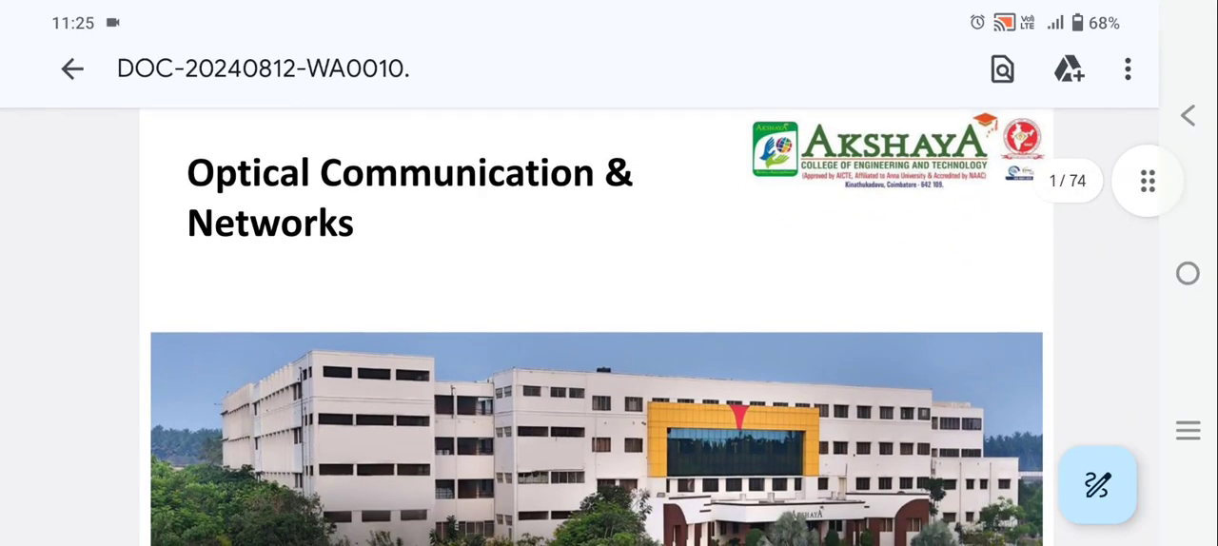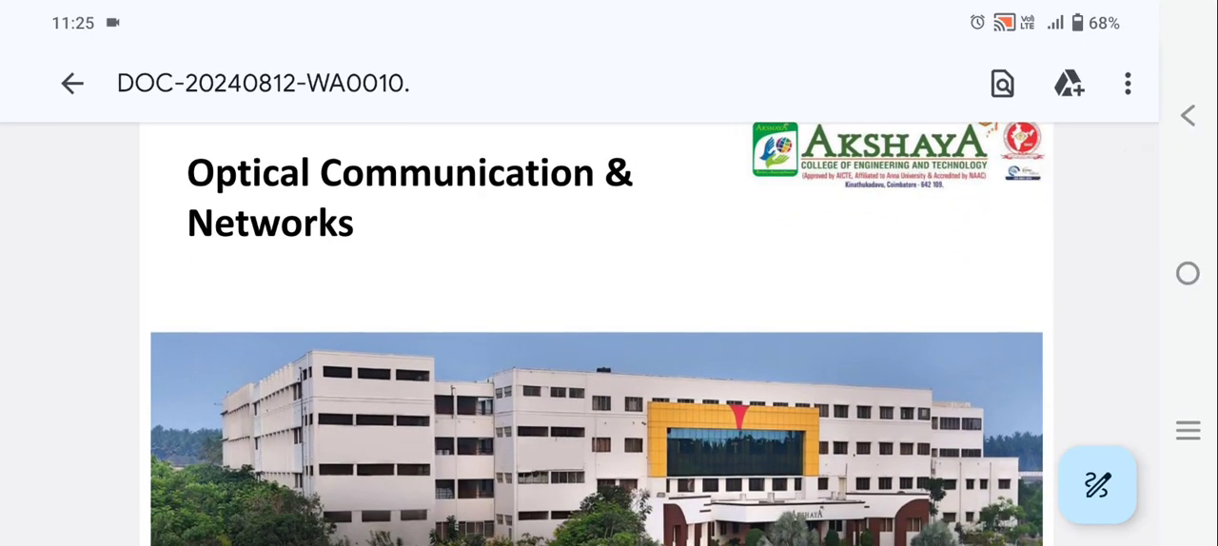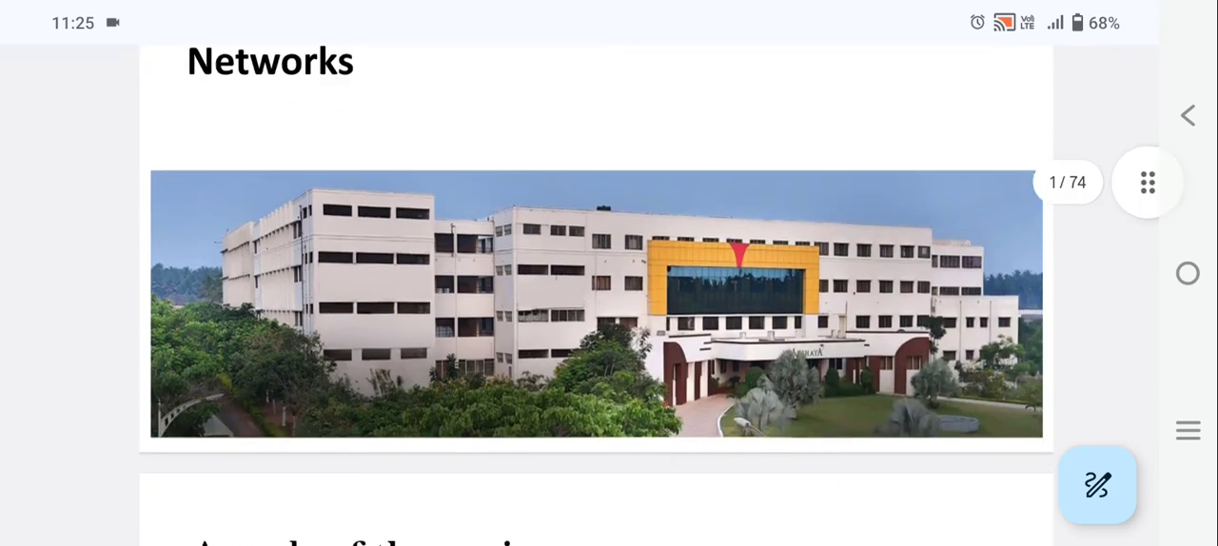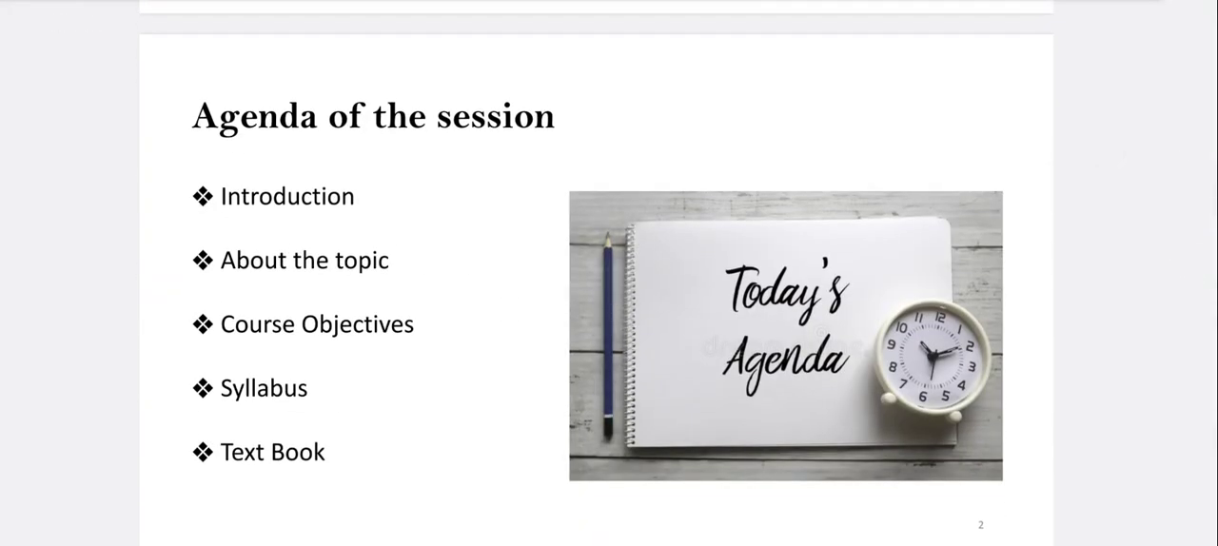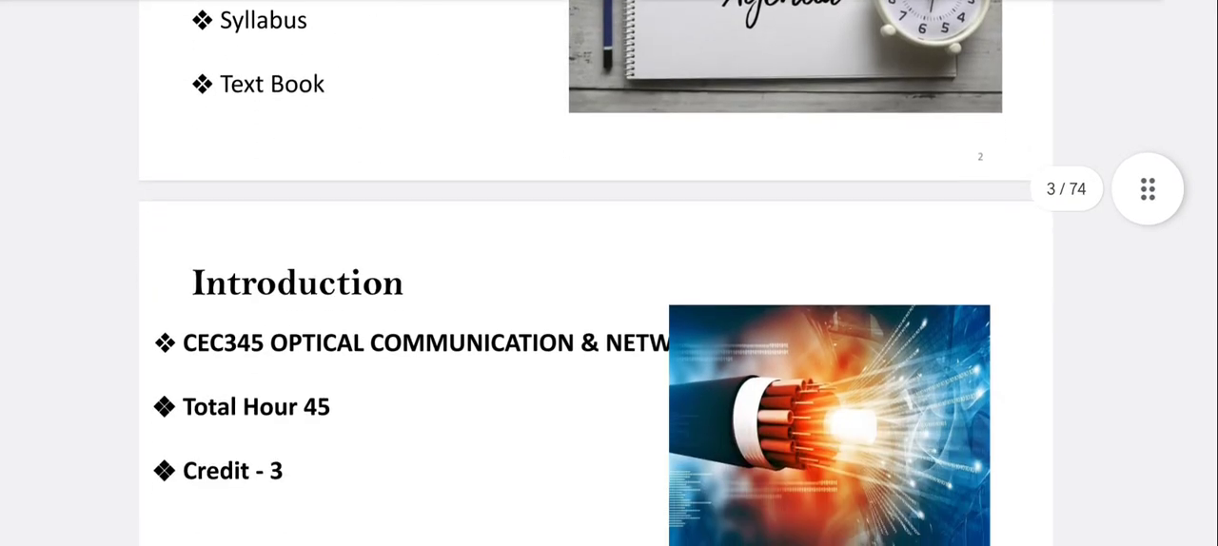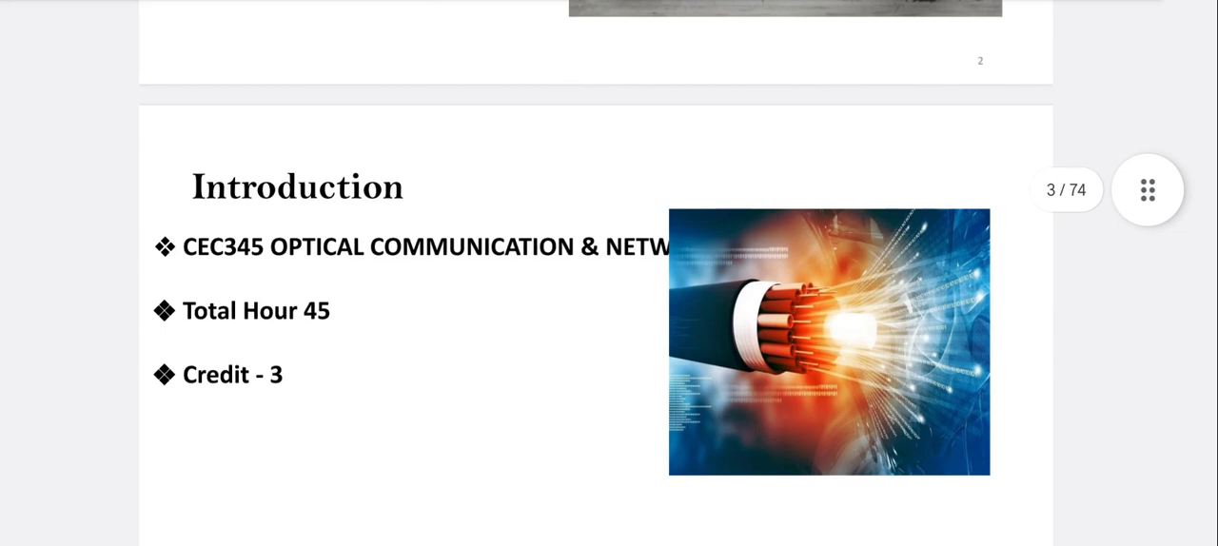Dear students, today we are going to discuss the important topics in the first unit of Optical Communication and Networks. These are the topics we are going to discuss: introduction, course objectives and syllabus. The subject code is CEC 345 and this is a 3 credit course. The total hours needed for this subject is 45.